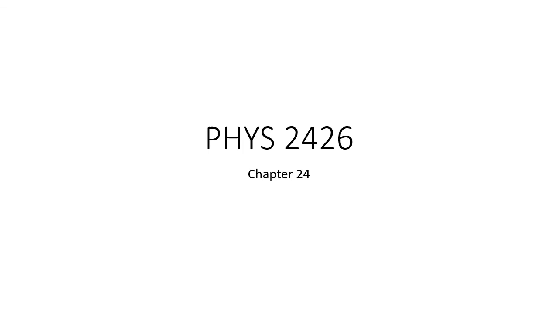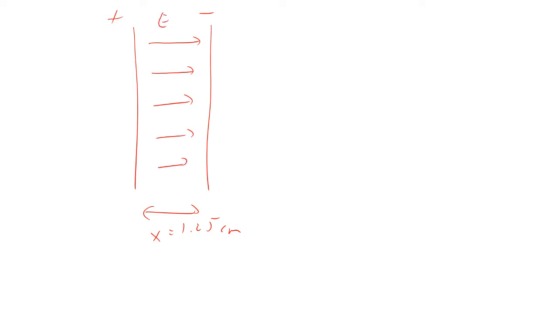So let's do an example. Let's say that we've got two metal plates, and let's say they're separated by a distance of 1.25 centimeters. One of them is positive, one of them is negative. So that means there's an electric field between the two. Well, I'm not going to give you the electric field. Instead, I'm going to give the voltage between the two. So let's say the difference in voltage between the two is equal to 275 volts.